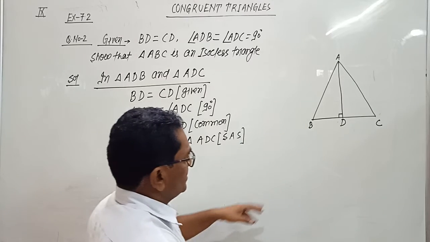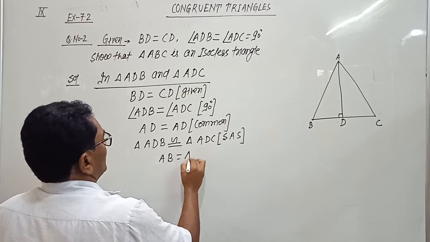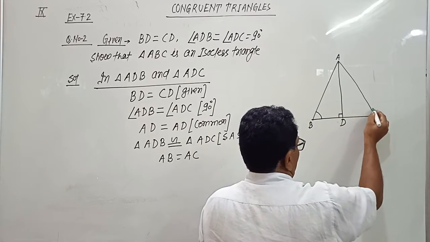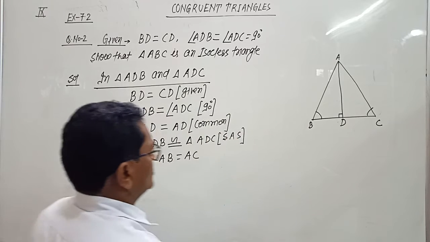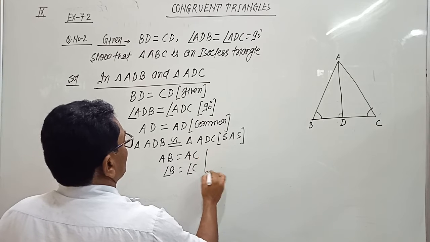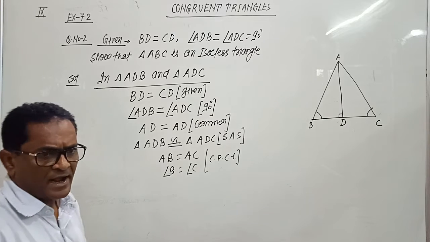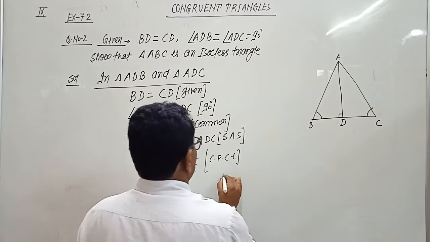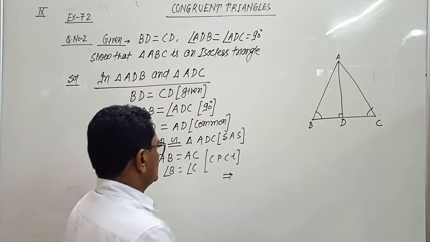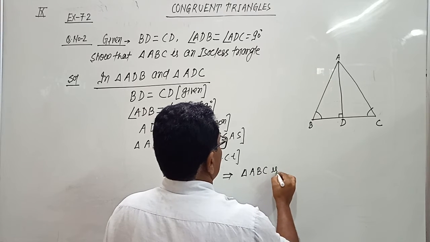And by CPCT, side AB equals side AC, and also by CPCT, angle B equals angle C, corresponding parts of congruent triangles. And this implies, since side AB equals AC, angle B equals angle C, therefore triangle ABC is isosceles.